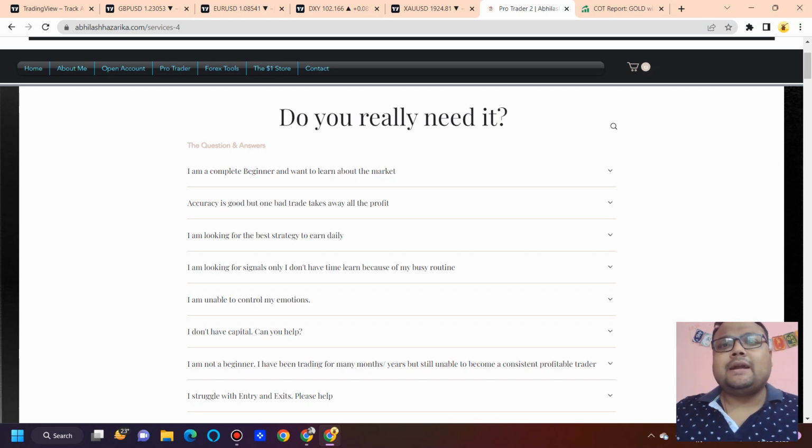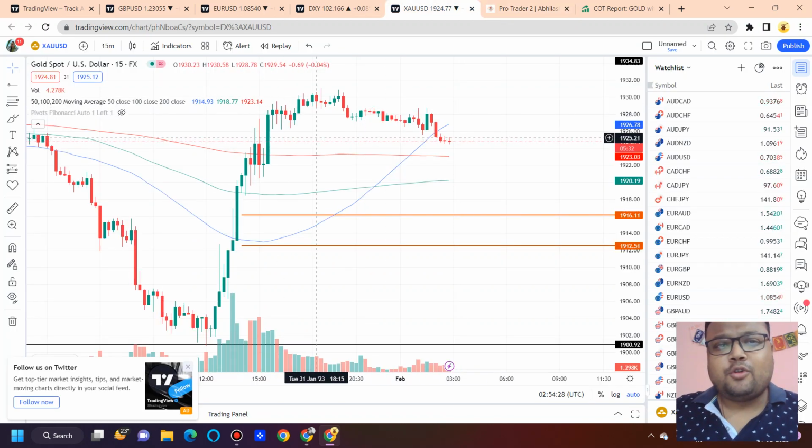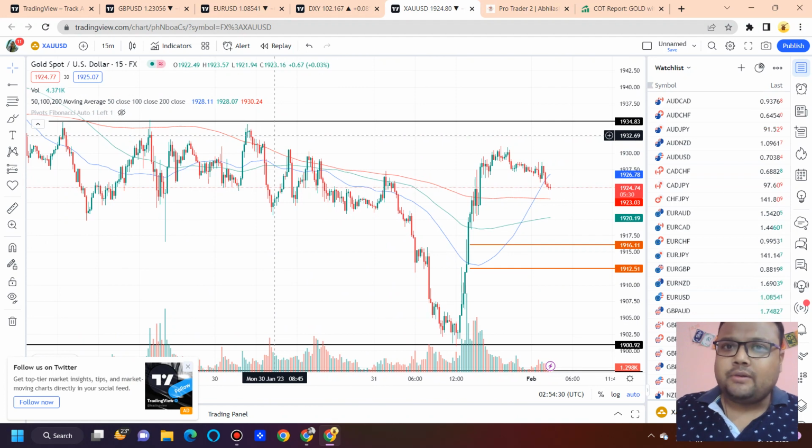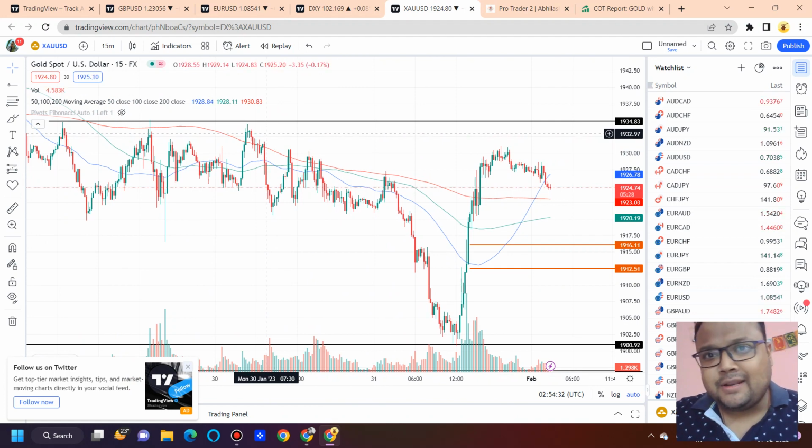Anyways, my dear friends, this is my analysis. I can be wrong as well. So please follow proper risk management. Do not gamble with your hard-earned money.